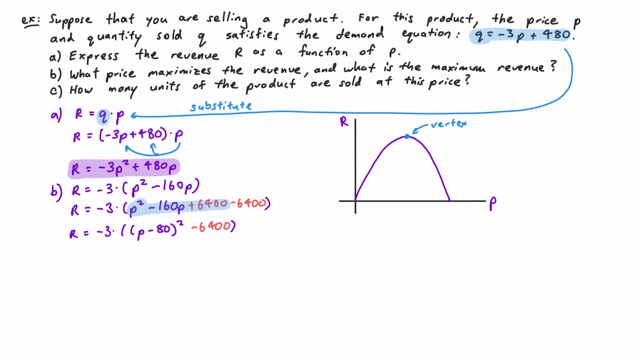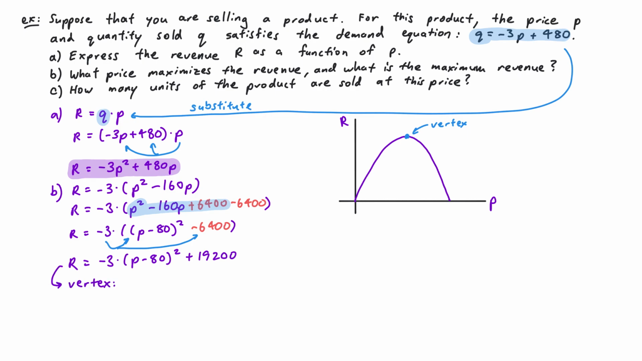Now, there's just one last step to write our quadratic in standard form. We just need to distribute the -3 to each term inside the parentheses. This gives me R equals -3 times (P - 80)², and then -3 times -6,400 gives us positive 19,200. Now that we have our quadratic in standard form, we can easily identify the vertex.